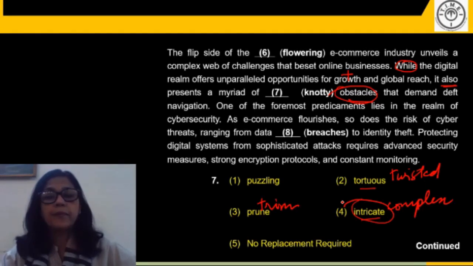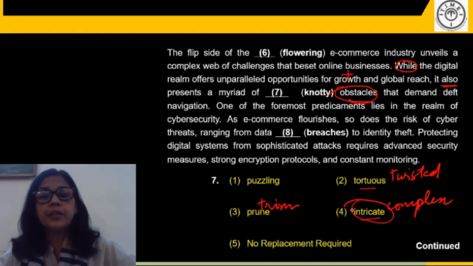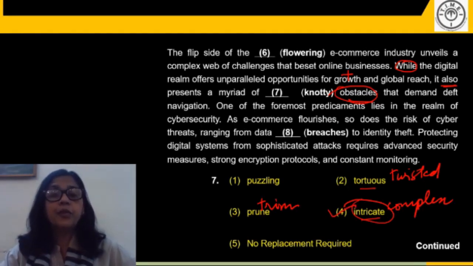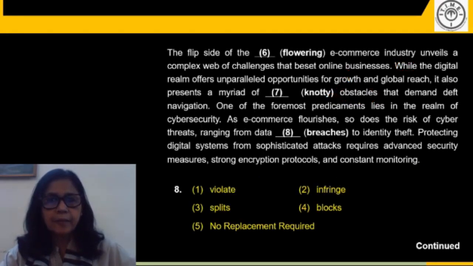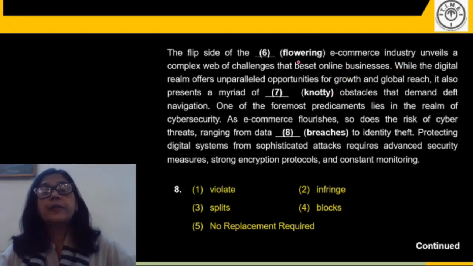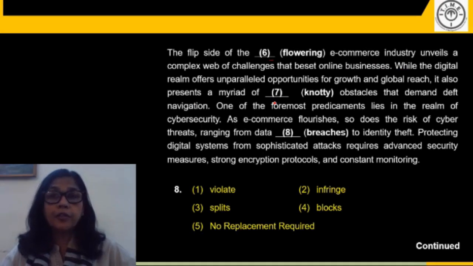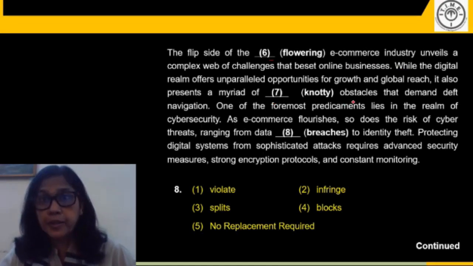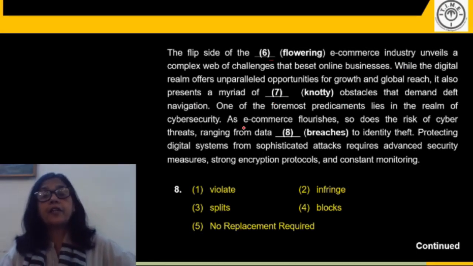All right. So this is the fourth option that fits over here. And we move on to the next sentence. The flip side of the burgeoning e-commerce industry, and over here it also presents a myriad of intricate obstacles that demand deft navigation.